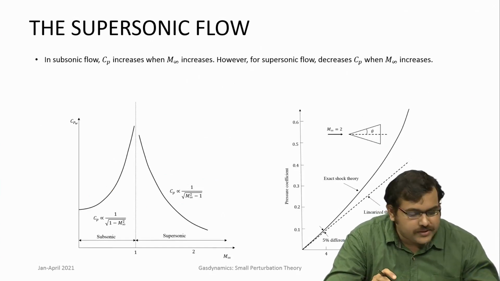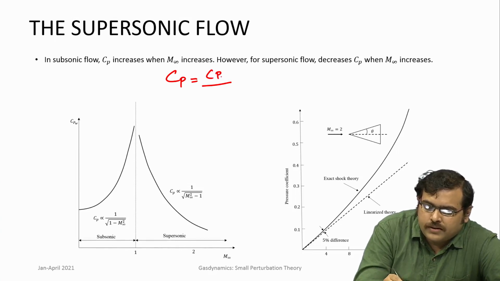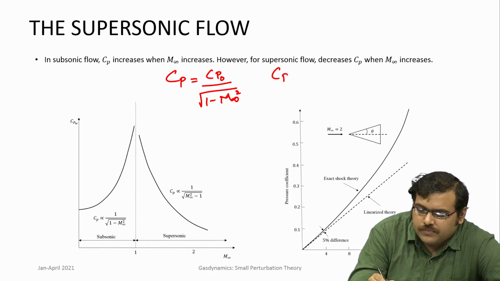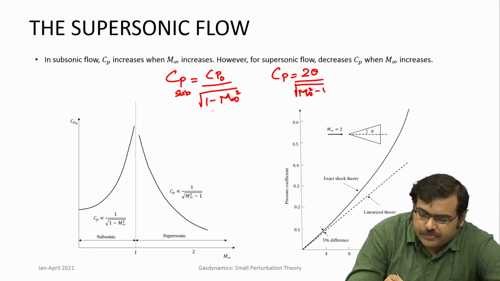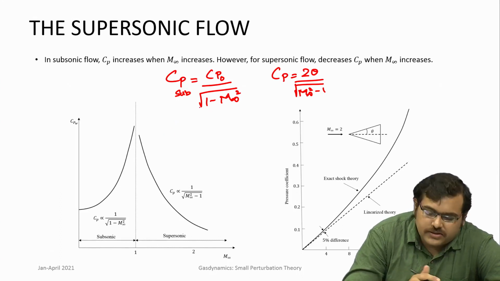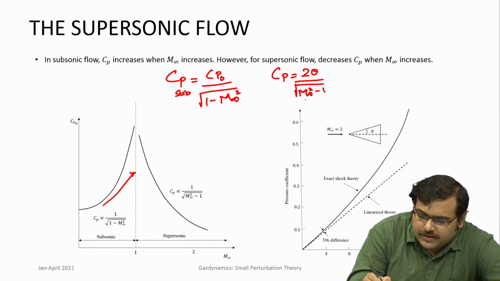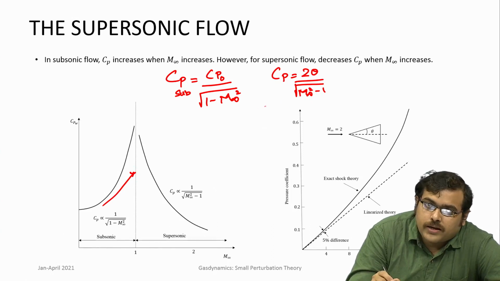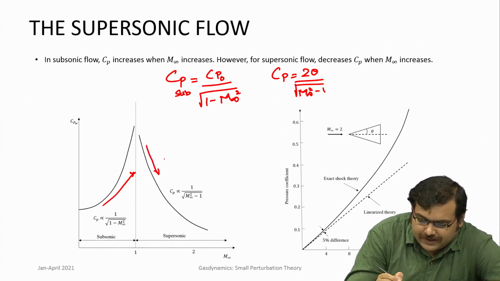So, if you also look at how Cp behaves, for subsonic flow it is Cp naught by square root of 1 minus M infinity square, while for supersonic flow it is 2 theta by square root of M infinity square minus 1. So, as Mach number increases in the subsonic case, you find that higher and higher Cp is achieved, because 1 minus M infinity square goes smaller and smaller. So, there is an increase here in the subsonic domain, but in the supersonic domain, it is 1 by square root of M infinity square minus 1. If M infinity starts increasing, this value decreases, therefore, Cp will decrease.